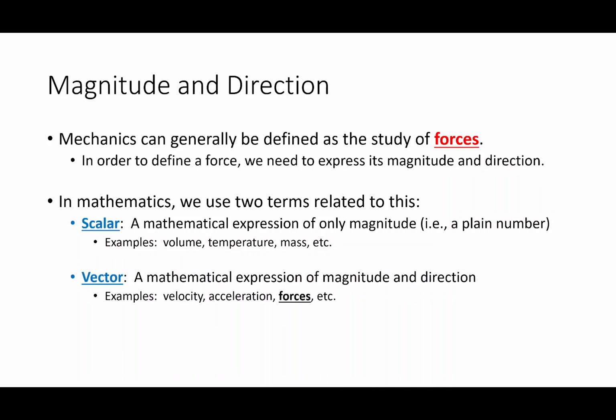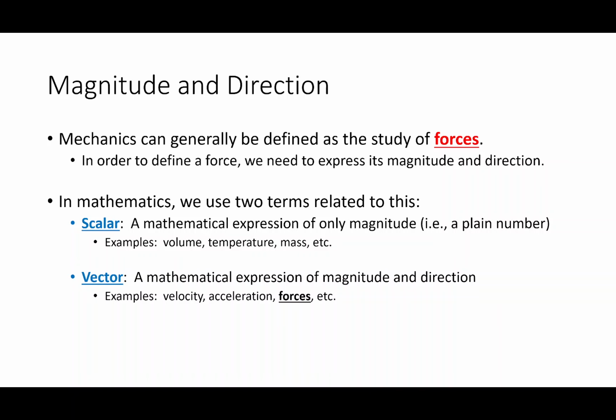Now, in order to define a force, we're going to need to express its magnitude and direction, and that's where vectors come from. In math, we have two primary concepts related to this, and those are scalars and vectors. Scalars are any type of mathematical object or expression that contains just a magnitude. So when I say scalar, I mean a number. There are physical quantities that relate to that. For example, mass is a scalar term. Temperature is a scalar term.